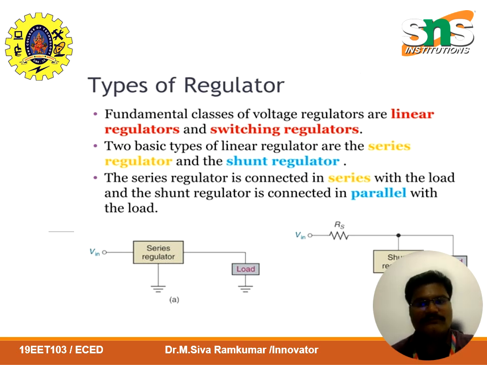The two main types of voltage regulators are linear and switching. Under linear regulators, we have the series regulator, connected in series with the load, and the shunt regulator, connected in parallel with the load. Switching regulators, on the other hand, use high frequency switching for better efficiency. Both have different roles based on precision and efficiency. So I just want to put another question: which type do you think is more efficient, linear or switching? Type it in chat.